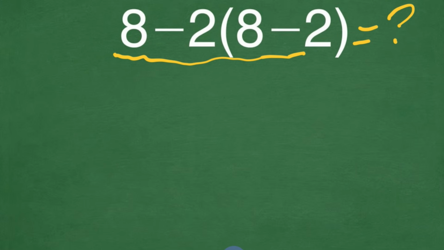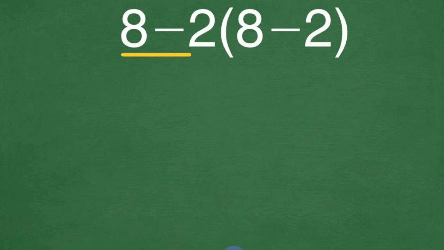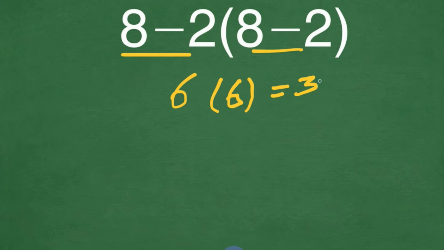They start the operation directly, and they don't know any order or priority. So they start by just subtracting 2 from 8. So 8 minus 2 is 6, and 8 minus 2 is also 6. So 6 times 6 is equal to 36. So they get this answer, which is wrong. And this is obviously not the answer.